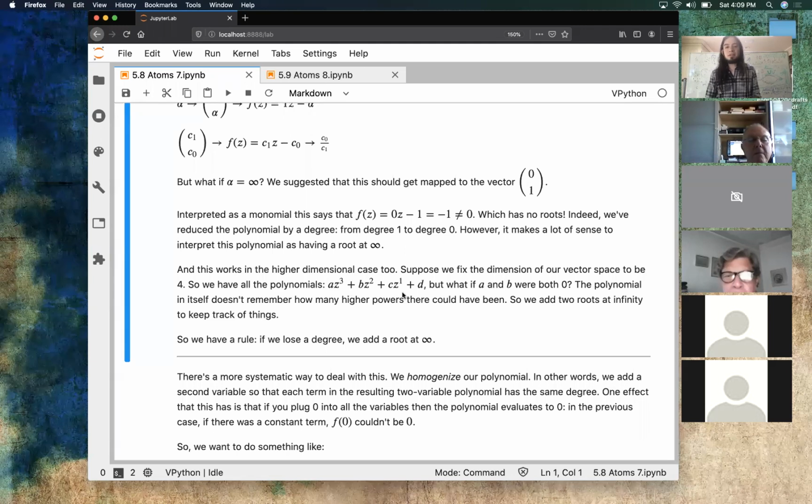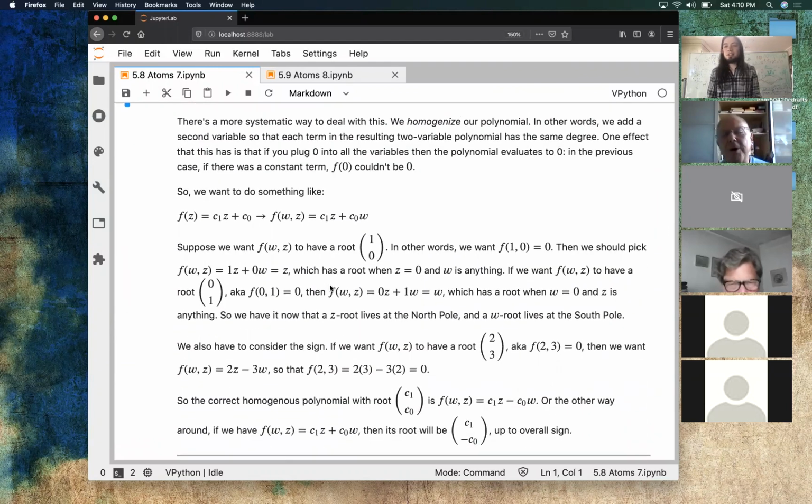This would reduce down to a degree 1 polynomial. In other words, the polynomial itself doesn't keep track of the dimensionality of the vector space that we want it to live in. And so we have this rule, which is that if any of these higher power coefficients are 0, then we add these roots at infinity. And that allows us to keep track of the dimensionality of the vector space, so that any polynomial in this vector space can be associated uniquely with some roots.